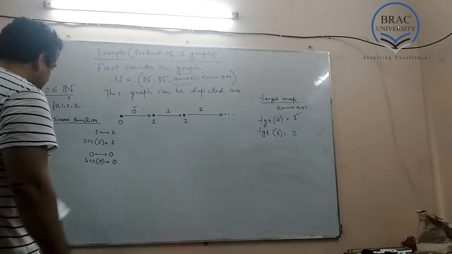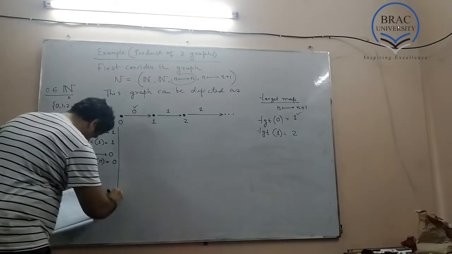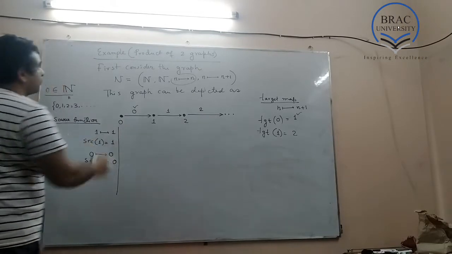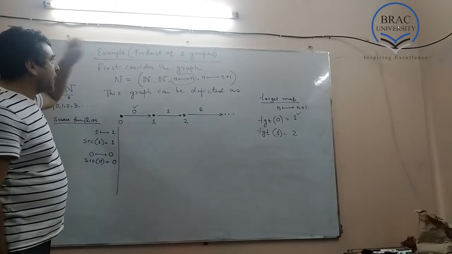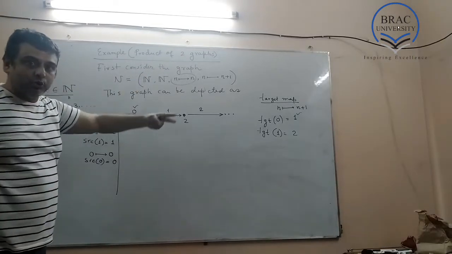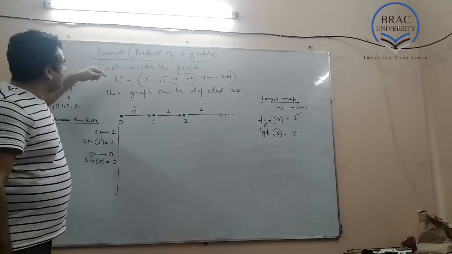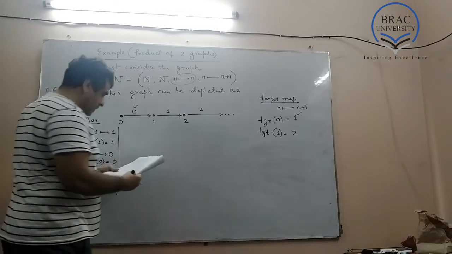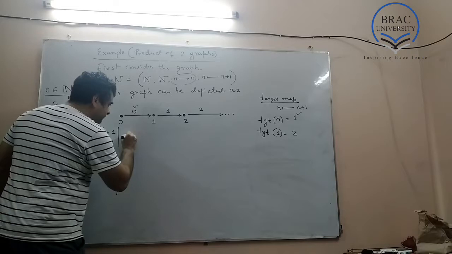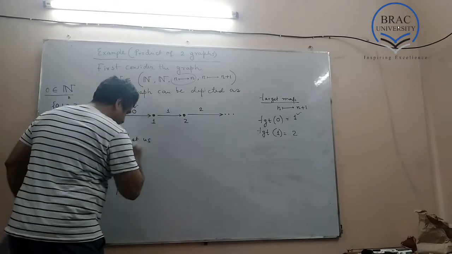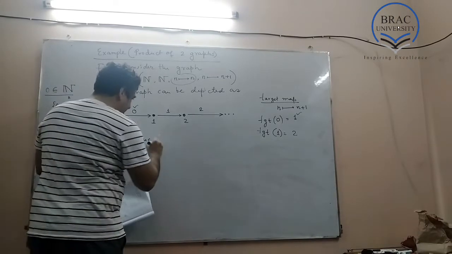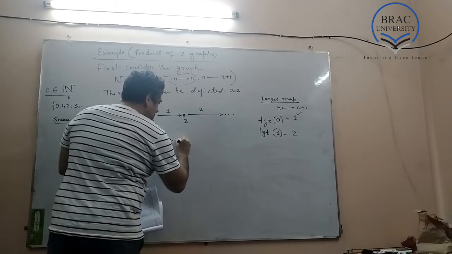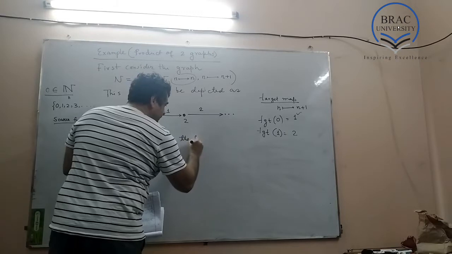Alright. Now, this is the first graph. So for understanding the product of two graphs, we need two graphs. The first graph is given by this n, and we need a second graph, which we call g. Let us have the following graph.